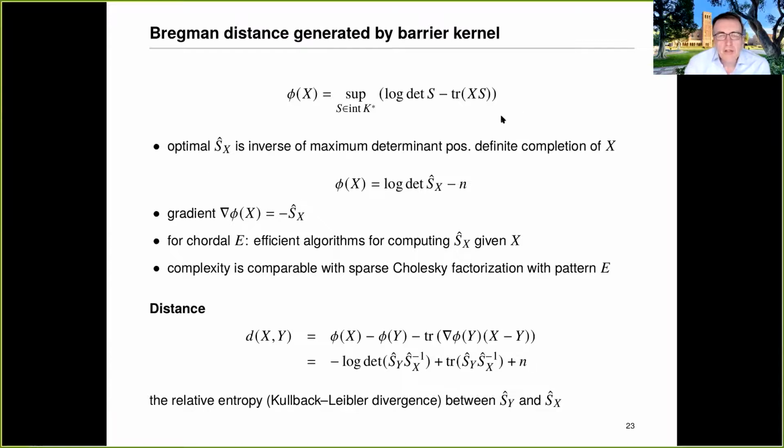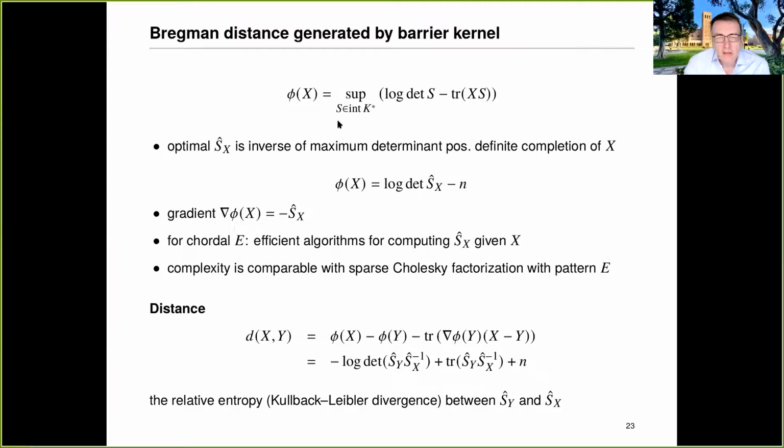The value of this barrier function for the positive semi-definite completable cone is related to the maximum determinant completion problem. So this is the definition of the barrier. The optimal S in the definition is actually the inverse of the maximum determinant positive definite completion. So solving that completion problem gives us the value of phi. The solution S also gives us the gradient of phi.